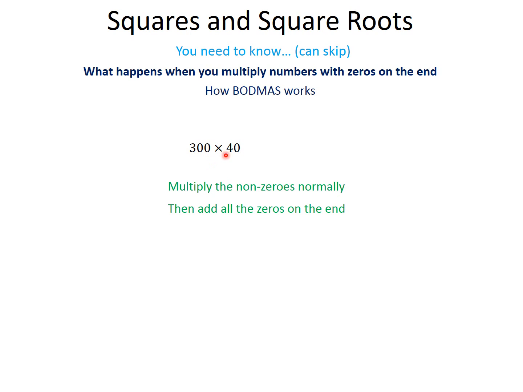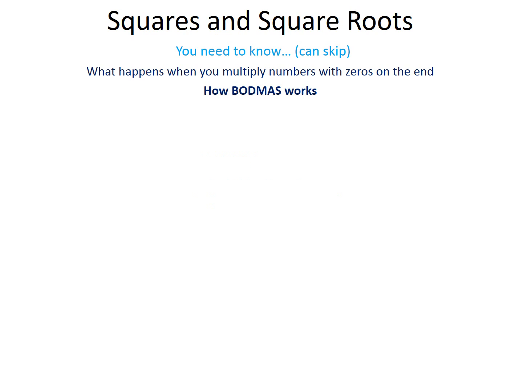end. So 3 times 4 is 12, so write down 12, and there are a total of 3 zeros, just whack them on the end. Very nice shortcut when you're multiplying these sorts of numbers. And we'll also be using BODMAS in this lesson.